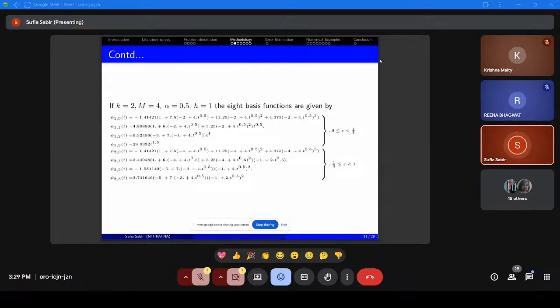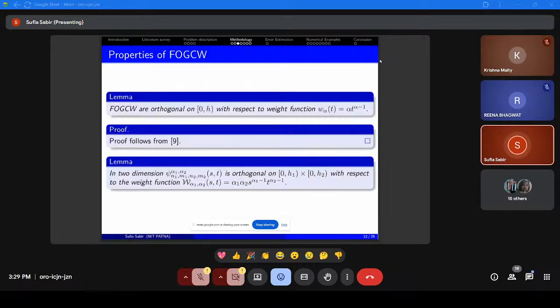So for the parameter k equal to 2, m equal to 4, alpha 0.5, and h equal to 1, we have the following 8 basis functions for FOGCW. Here we have defined some properties of FOGCW.